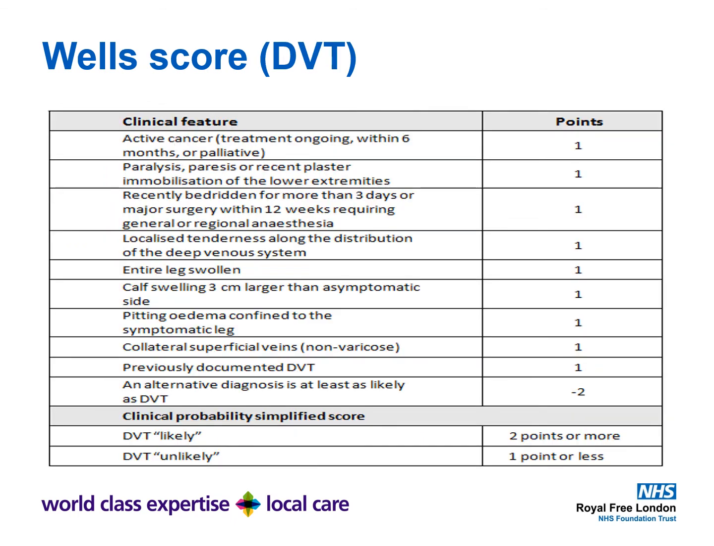When we compare that to the Wells score for DVT, this time DVT is likely if there's 2 points or more, and you can see how the score is calculated. So, for example, previous DVT, active cancer, and entire leg swollen would make clinically DVT likely.